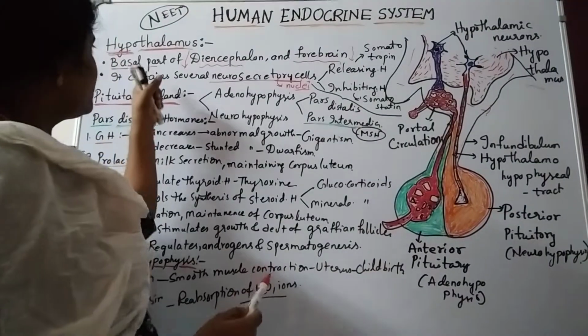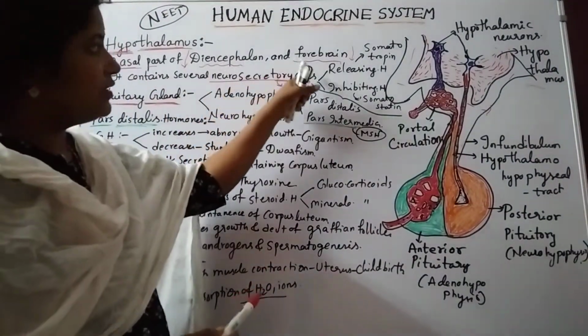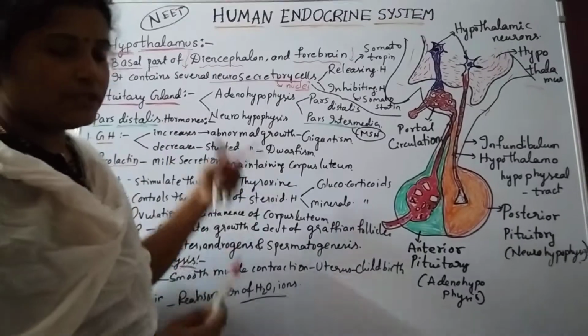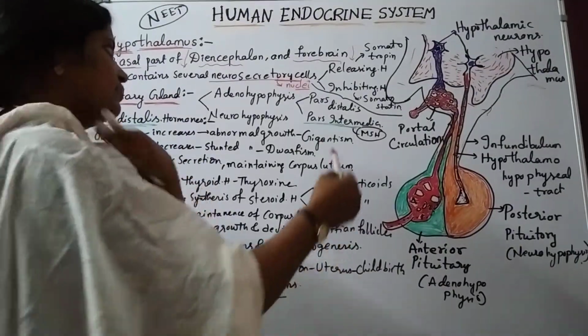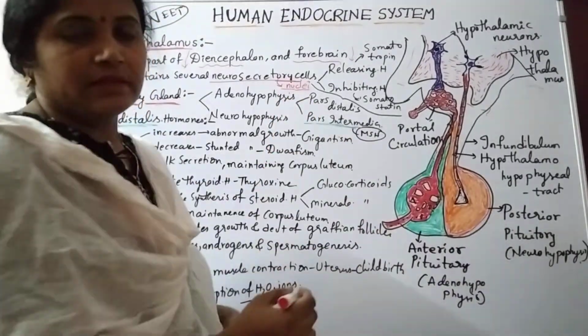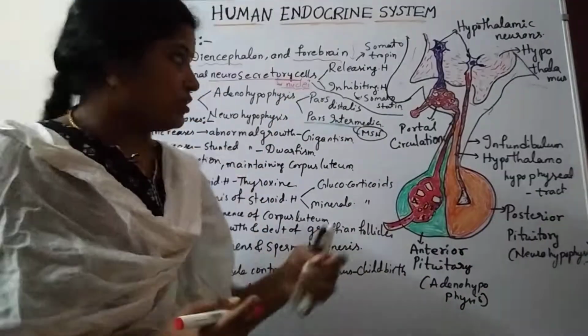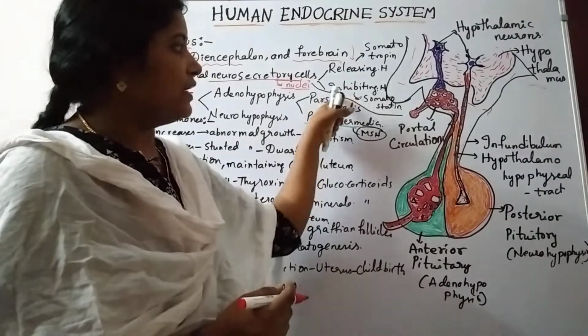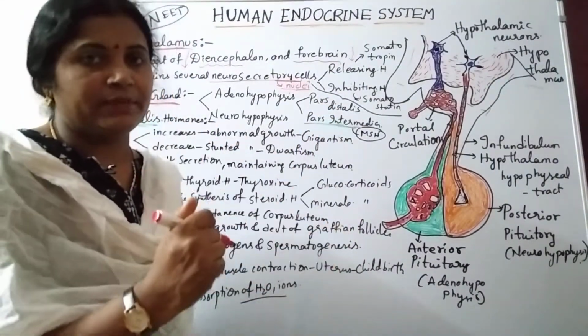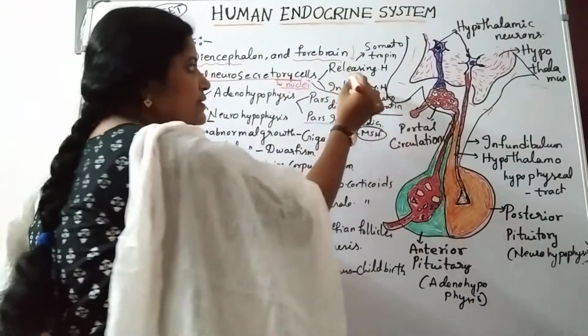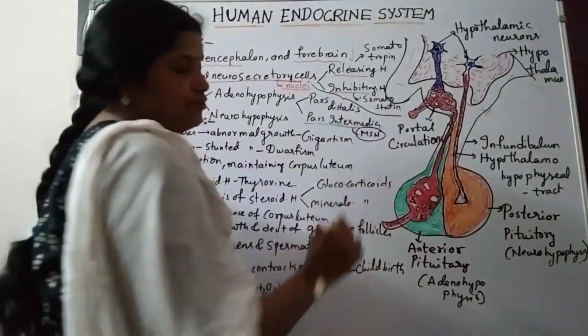Clear? It is present in the basal part of the diencephalon and forebrain, and it contains several neurosecretory cells known as nuclei, and these release two types of hormones. One is releasing hormones, another one is inhibiting hormones. So what are releasing hormones, what are inhibitory hormones, I will say.